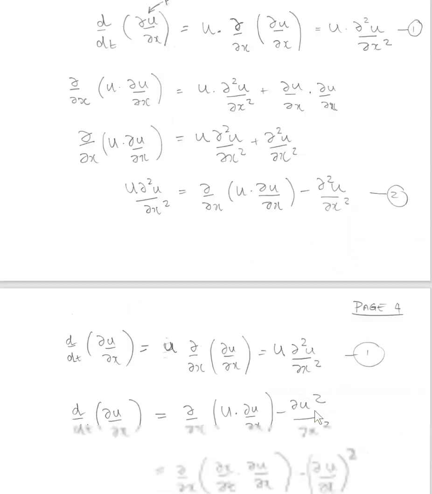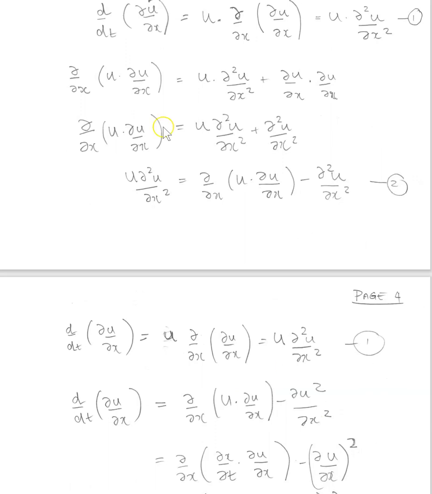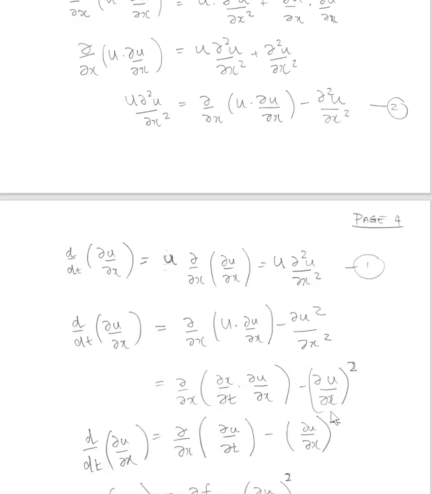So what we get is, come here, d over dt partial u of partial x. Instead of this, we get this. Now instead of this here, we are going to put this portion here, partial of partial x, u, partial u of partial x minus partial u squared of partial x squared. So we have this equation.